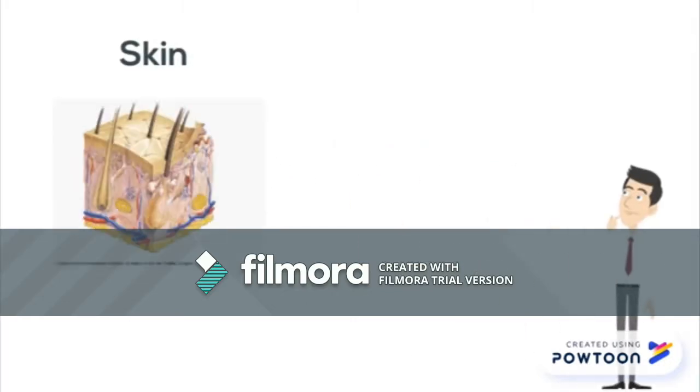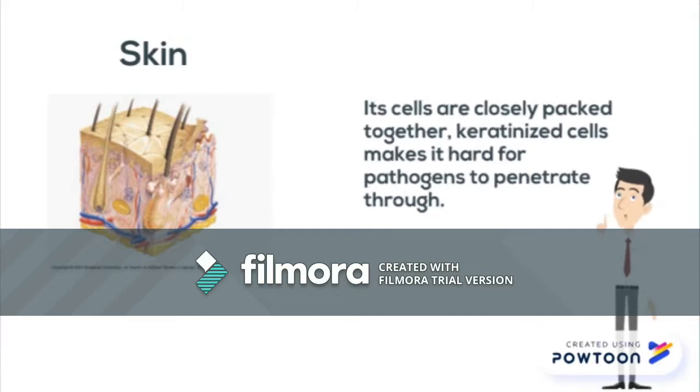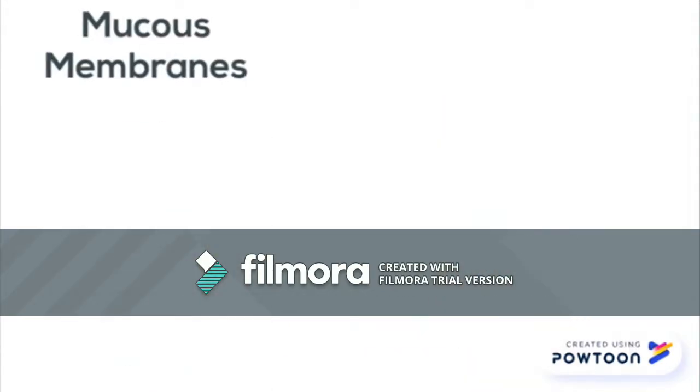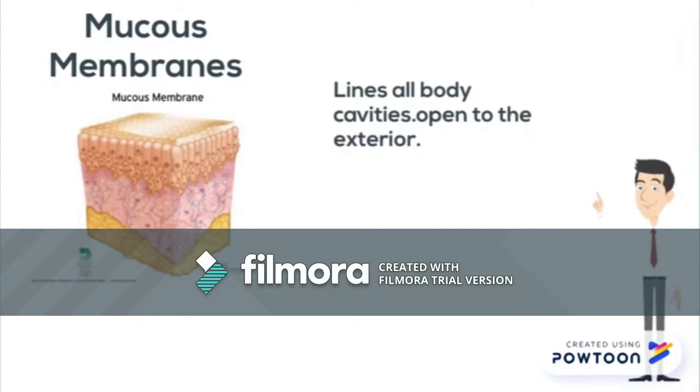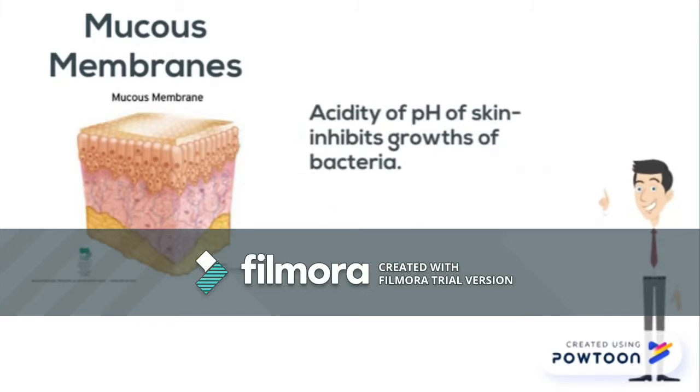In the skin, its cells are closely packed together. Keratinized cells make it hard for pathogens to penetrate through, thus they enter through cuts, burns, and punctures. Mucous membrane lines all body cavities open to the exterior. It also produces a variety of protective secretions. It contributes to the acidic pH of skin, which inhibits growth of bacteria.